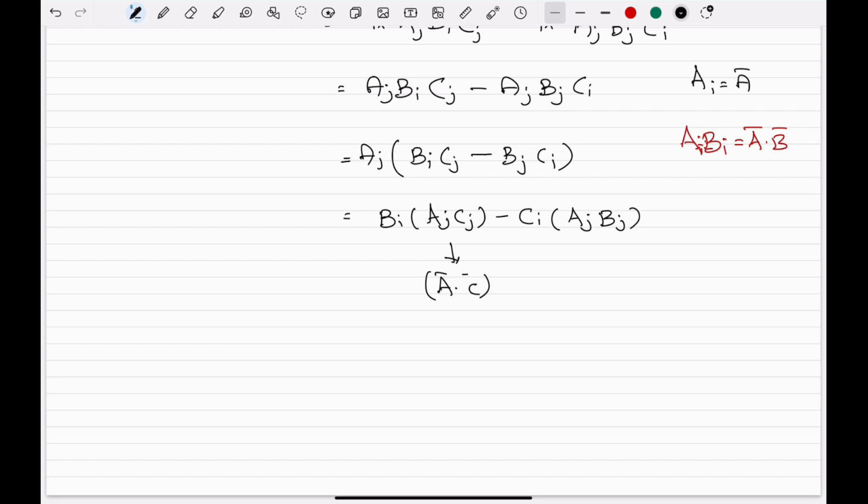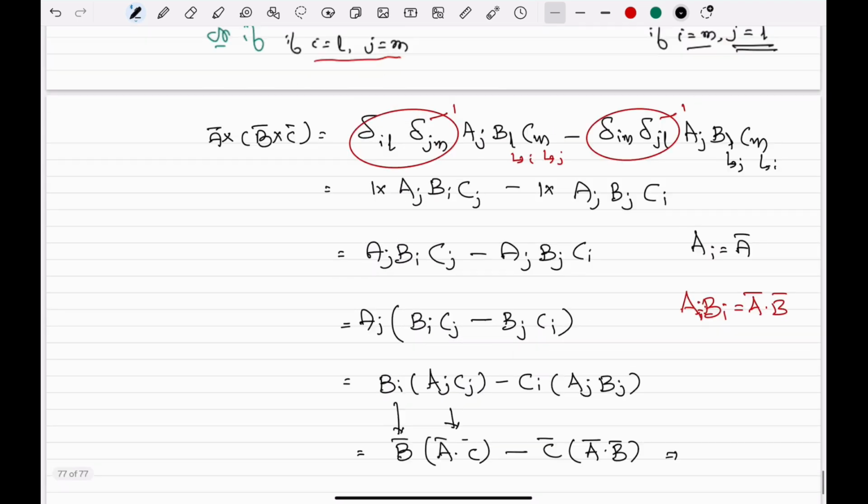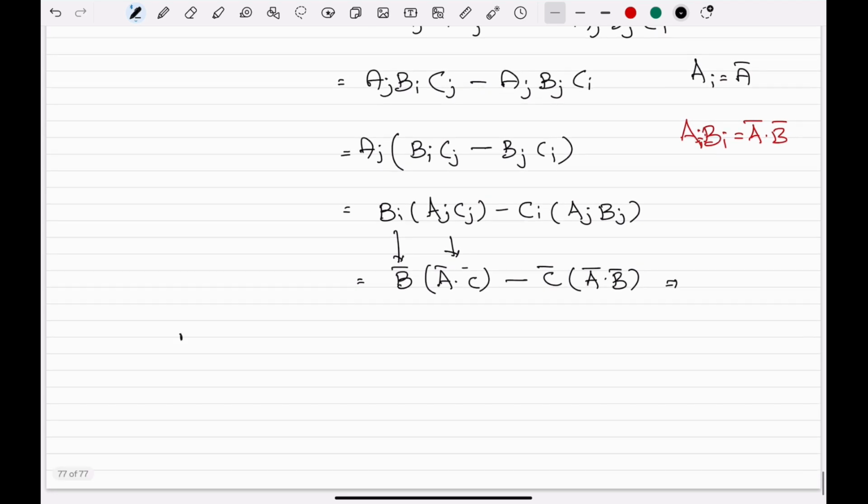These are the definitions from Einstein notation. BI will be vector B, AJCJ will be A dot C, minus CI will be vector C, AJBJ will be A dot B. That means A cross B cross C is equal to B into A dot C minus C into A dot B.